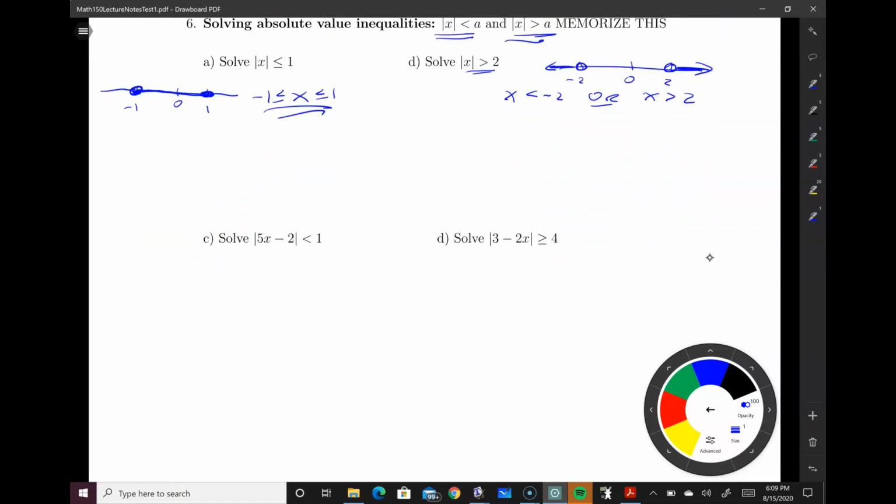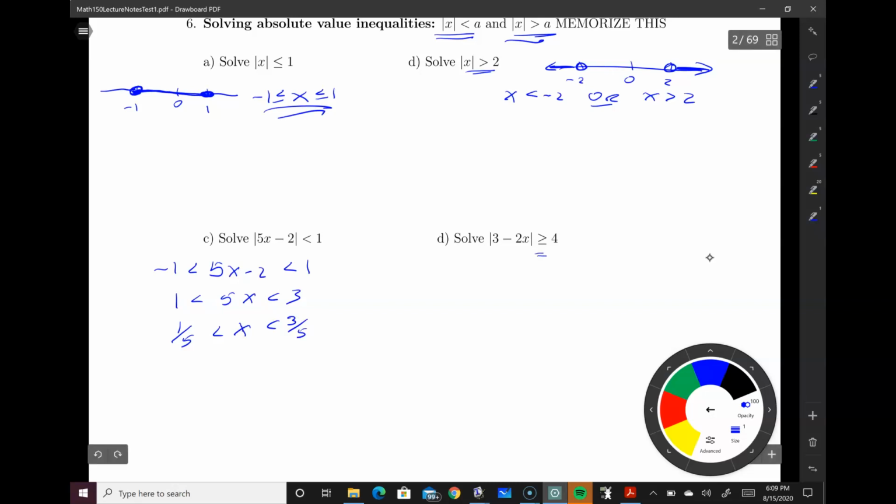All right, so let's go through and solve these. So this statement here, the absolute value of 5x minus 2, the distance from the origin is smaller than 1. So I'm going to put it between 1 and -1. Now I'm going to add 2 everywhere. So I get this, and then I'm going to divide through by 5. So this is the solution. x is between these two numbers solves this.